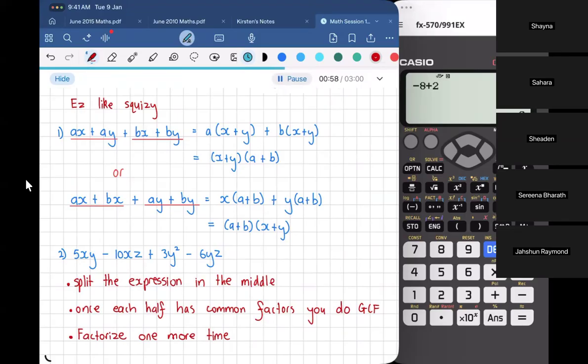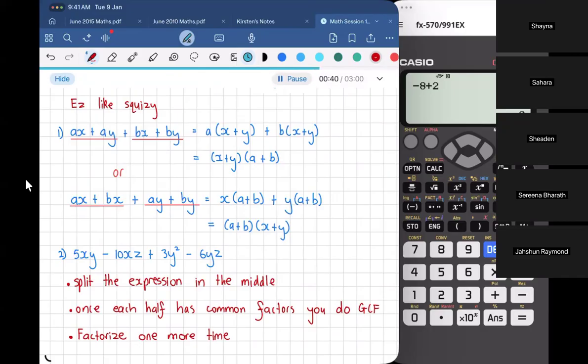So okay, Isaiah, I want to ask you this. Is there anything different between what we're doing and what you are doing? Because I asked the class, what would you have to multiply the last term by to add to give the middle term? Aren't you also doing that in a sense?